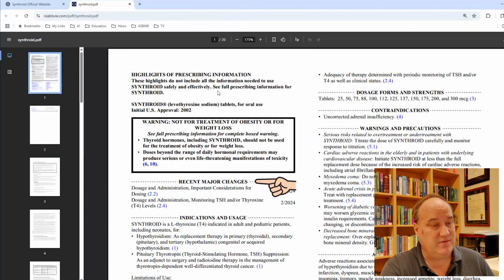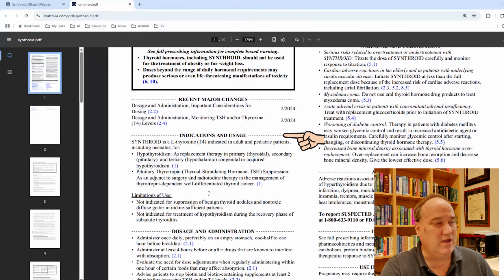The other thing you see, of course, if there are any recent or major changes, they'll be noted here. We also see indications and usage. Now, what is meant by indications, right? Well, what a drug is indicated for is the major disease state that it is to be used for, and that's what it's actually been approved by the Federal Food and Drug Administration for, right? There may be secondary uses, but they should also be listed in the indications.